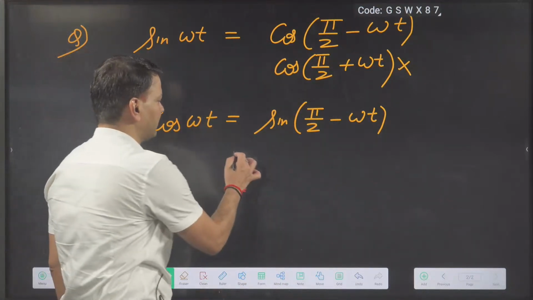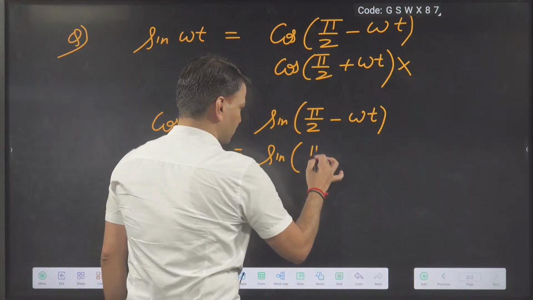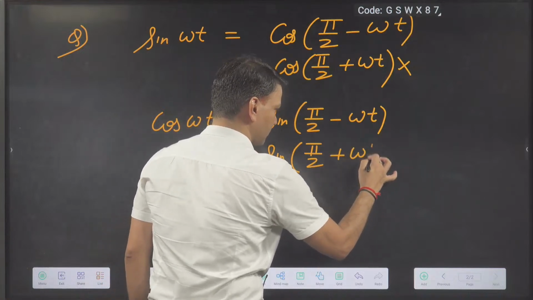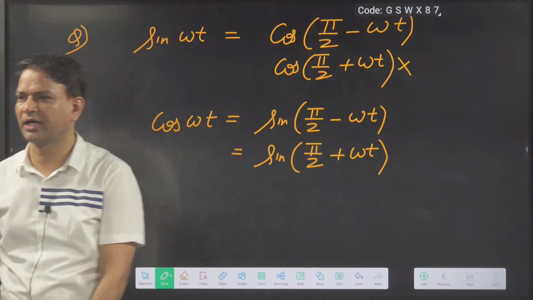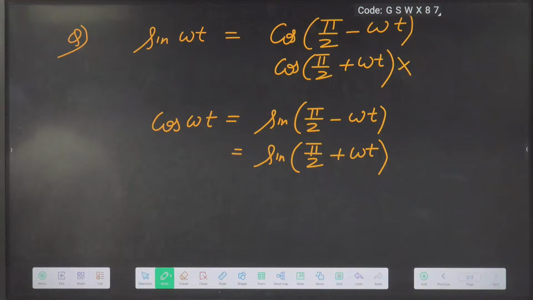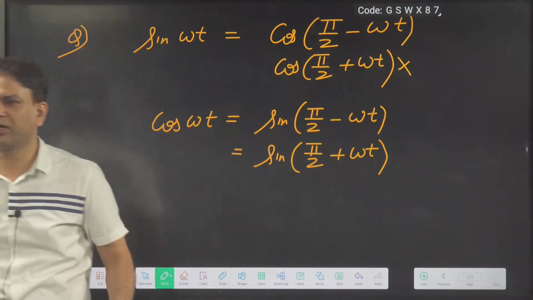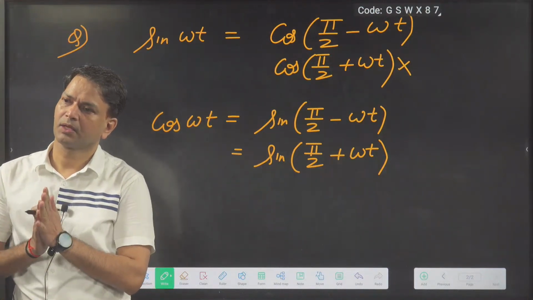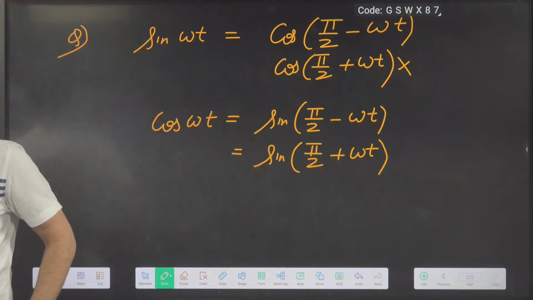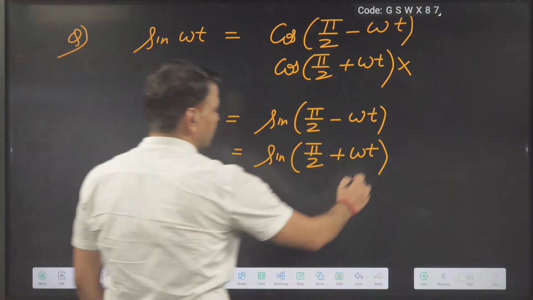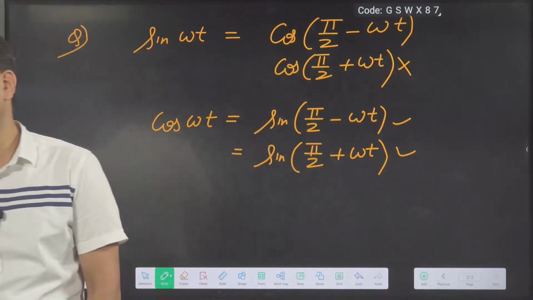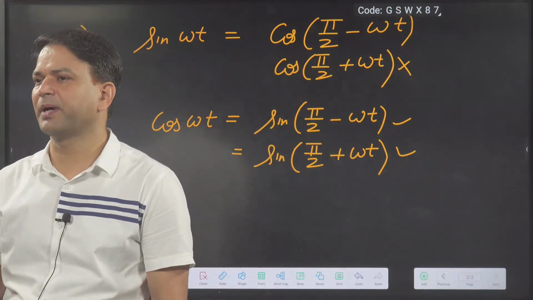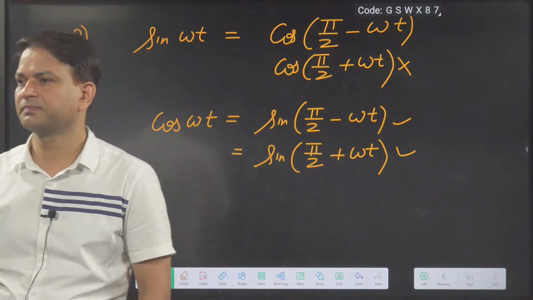Can I write sin(pi by 2 plus omega t) also? Both possibilities are there or not? Tell fast. Yes, so both we can write. In this case, cos omega t, I can write either sin(pi by 2 minus omega t), or I can write sin(pi by 2 plus omega t) also.